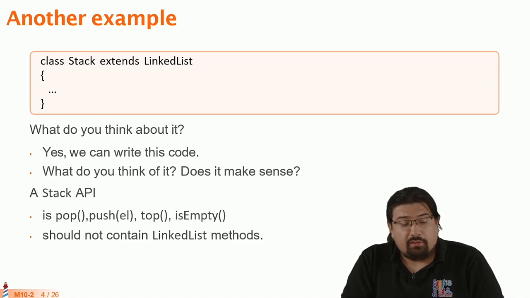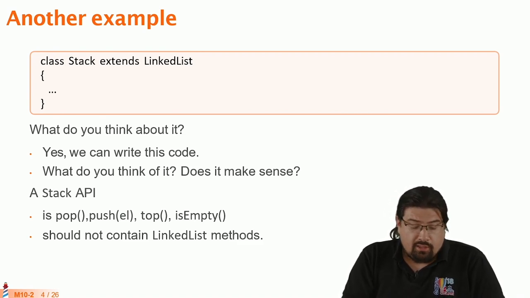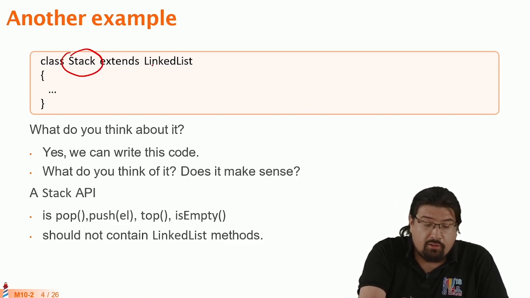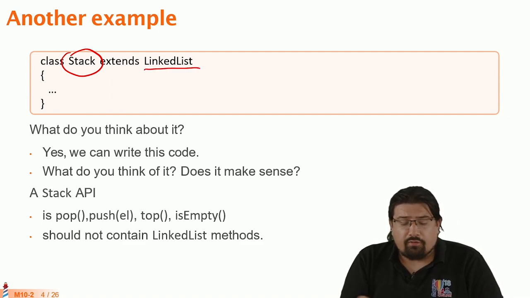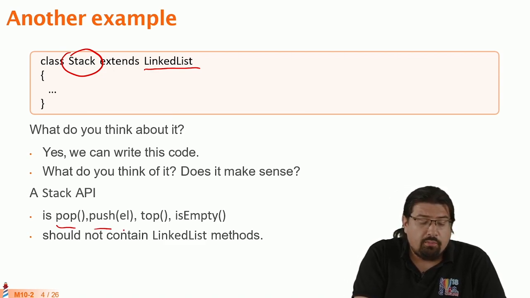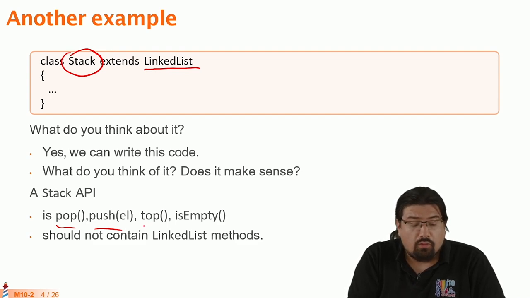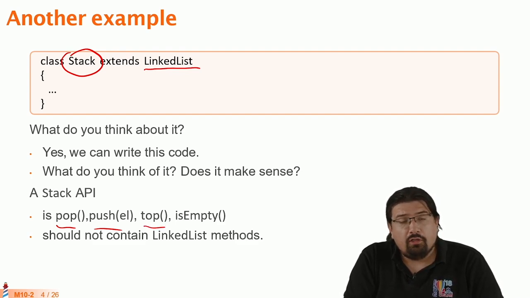Let's see another example. This looks a little more sensible than the previous one. We are defining our class Stack also as a subclass of linked list. Of course, this code is valid, but again, does it make sense? An API that we are expecting to have in a stack includes operations like pop, push, size, or top. But all the other methods in a linked list also apply to our stack. They are valid in the context of our object.